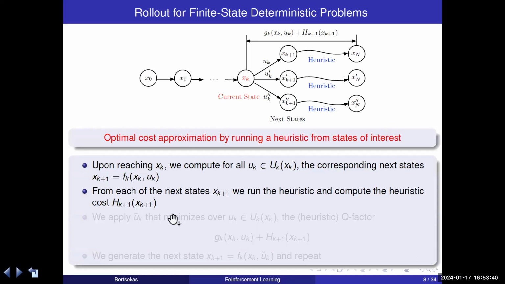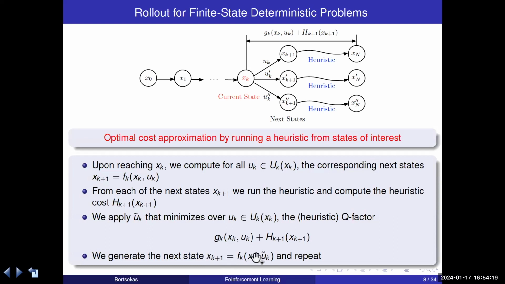And once we calculate all of these heuristic values, which are really like approximate or heuristic Q factors, we use the cost of the first stage plus the heuristic cost as a heuristic Q factor, you might say. Then you apply the U tilde k that minimizes this. So we calculate this, and we apply the U that gives you the minimum approximate Q factor.